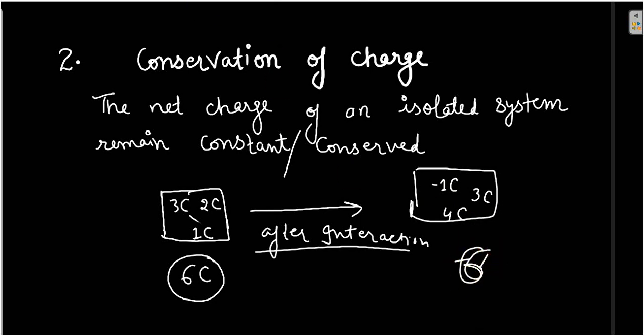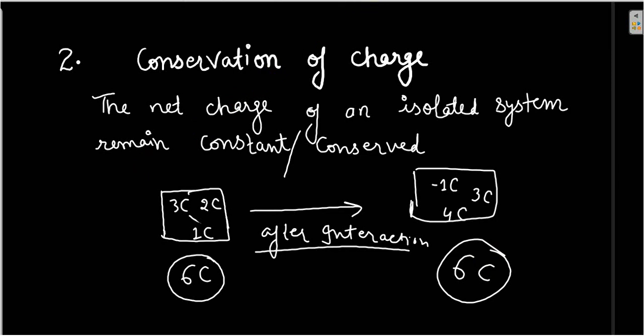So what we observed from here is that in an isolated system, the charge before interaction and after interaction will remain the same. Here also the charge is 6 coulomb. So that is why we say that when there is no external force on the system, the total charge before interaction and after interaction will remain the same. Now we will take some more examples based on the conservation of charge.